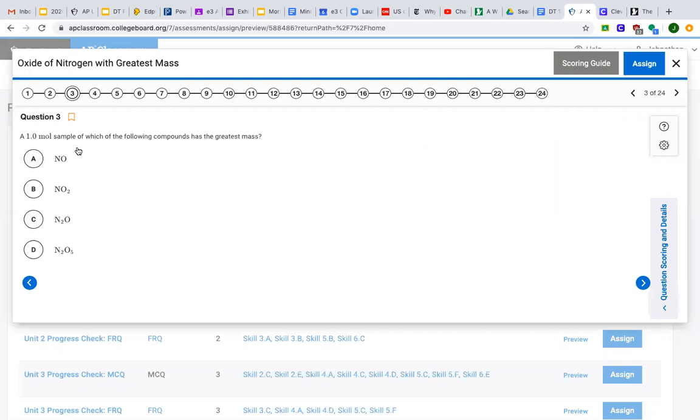And then question 3, a 1 mole sample of which of the following has the greatest mass? So you could look at it and do the mass calculations, right? For instance, 14 plus 16 will give you 30. But you can also just look at which molecule has the greatest number of atoms, right? And this guy has as many nitrogen atoms as anything else. And this guy has more oxygen atoms than any other molecule that's listed here. So that's it, right? D. Any questions, gentlemen? Nope. Okay.